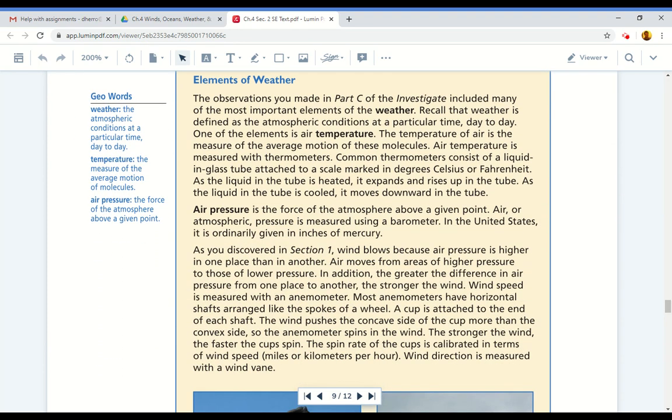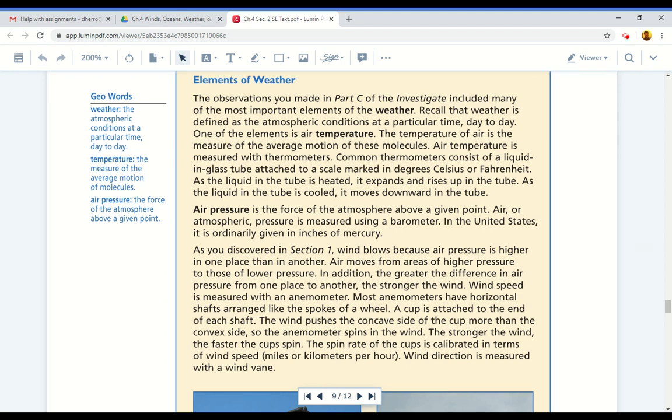Elements of weather. The observations you made in Part C of the Investigate included many of the most important elements of the weather. Recall that weather is defined as the atmospheric conditions at a particular time, day to day. One of the elements is air temperature. The temperature of air is the measure of the average motion of its molecules. Air temperature is measured with thermometers.